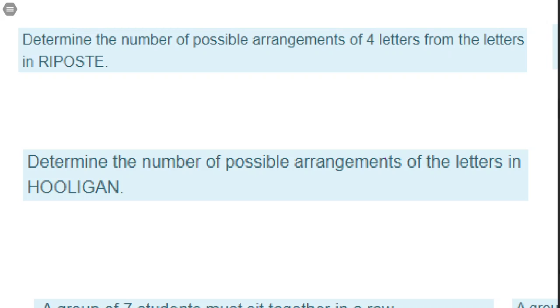Hi everyone! In this video we're going to do another set of counting problems. The problems we're focusing on are about permutations of a subset of elements, which means you're only rearranging some of the elements that are possible, or when some of the elements are identical, like that second example that's on the screen right now. Hooligan has two O's, and those O's are the same. It doesn't matter which O you put first, they're both O's.